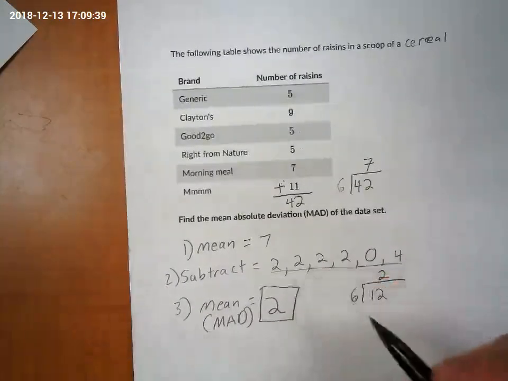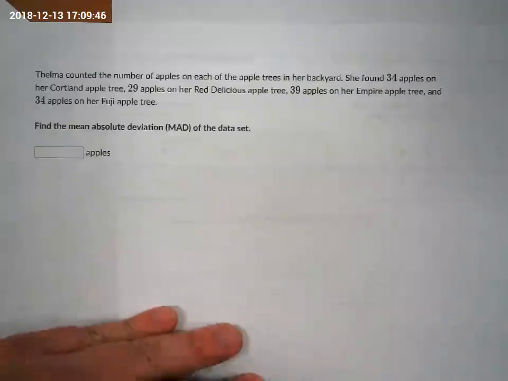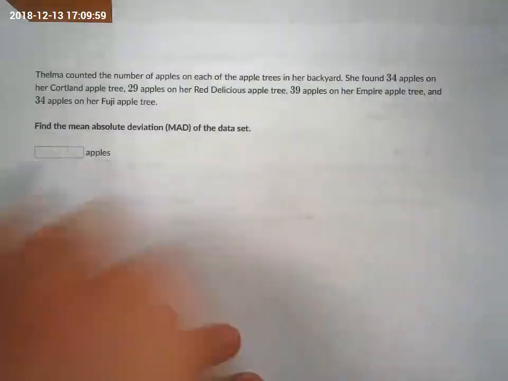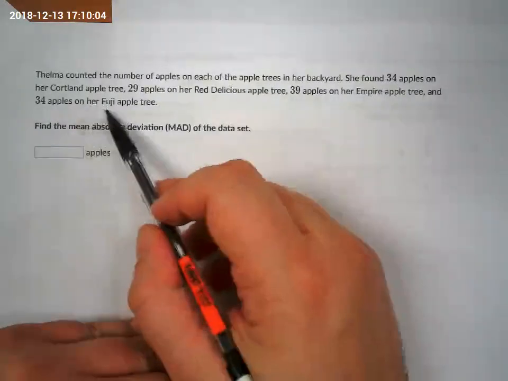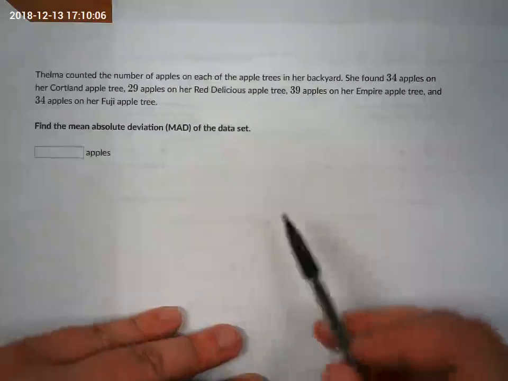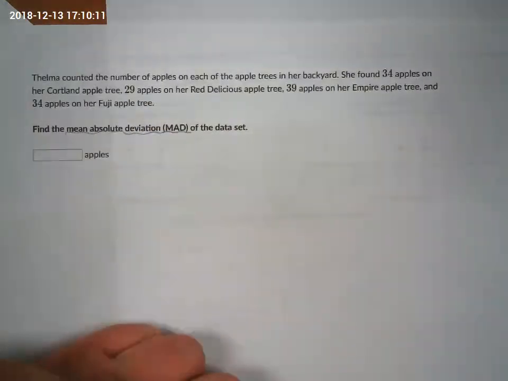All right, last problem that you're going to have to do on your quiz. You're going to have to solve Thelma's problem with her apples on her apple tree. Thelma counted the number of apples on each of the apple trees in her backyard. She found 34 apples on her Cortland apple tree. On her Red Delicious apple tree, she found 29. On her Empire apple tree, she found 39. And on her Fuji apple tree, she found 34. You're going to use that data set, and you're going to find the mean absolute deviation.